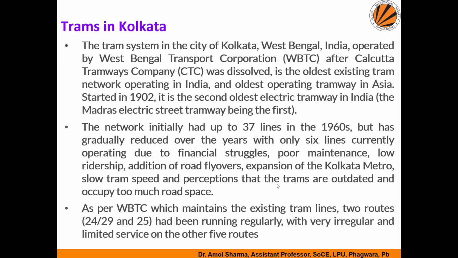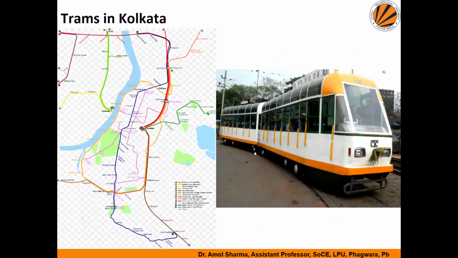The tram system is a system which runs alongside the road. That means cars are also moving alongside the road, and other transit trams are also moving alongside the roads. They share the same right of way. There is no separate right of way provided. Hence, the speed of the trams is also very low as compared to the speed of other rail transit systems. So one of the oldest systems still operating in India is the tram system.